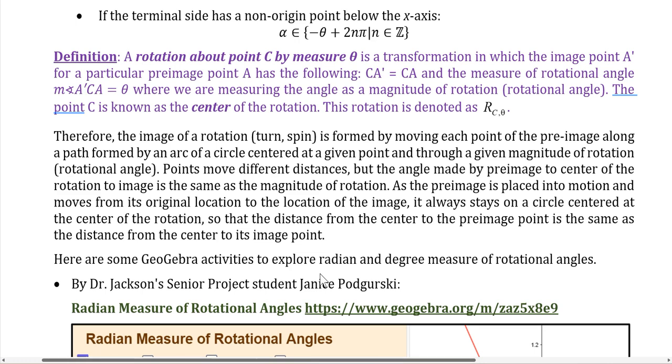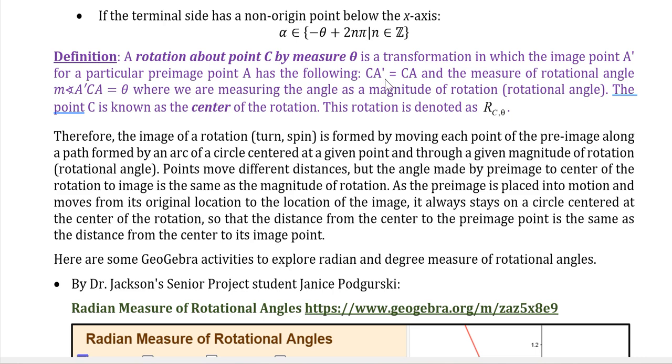So with that idea, we can now define the transformation called a rotation. A rotation about a point C, called the center point, by measure theta, is a transformation in which the image point A prime for a particular pre-image point A has the following conditions. The distance from C to A prime is the same as the distance from C to A. So the image and pre-image stay the same distance from the center point C. And the measure of the rotational angle is then theta.